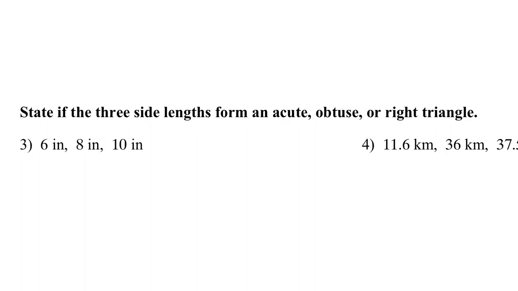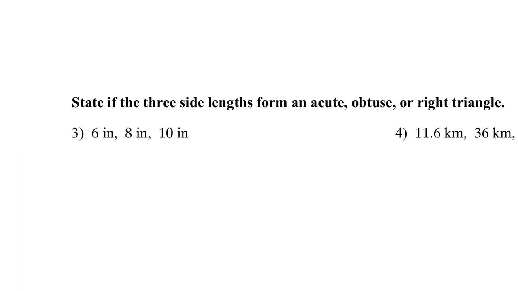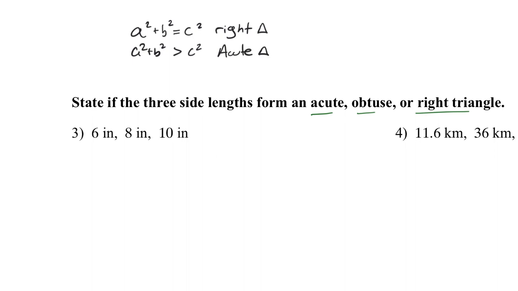Okay. Number 3, it says find if it's acute, obtuse, or right. Remember that again, I'm going to still use the Pythagorean theorem. So a squared plus b squared equals c squared, that means that it's a right triangle. If a squared plus b squared is greater than c squared, that means that it's an acute triangle. And if a squared plus b squared is less than c squared, that means that it's an obtuse triangle.